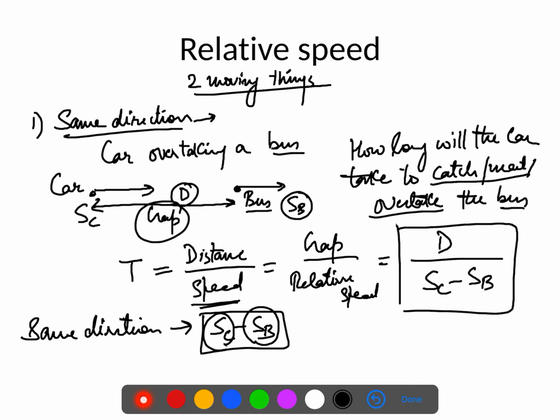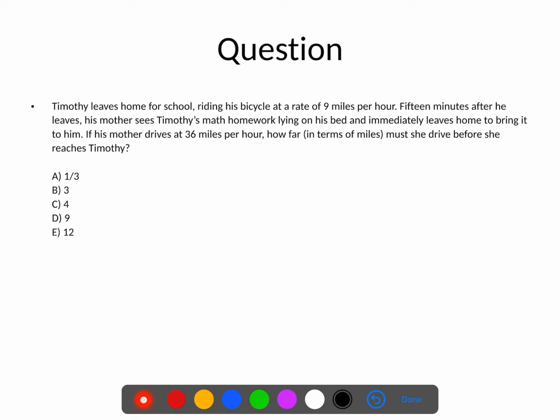So we need to know two things. One is the initial gap between the two things. Second, the difference of the speeds. That's all we need. Let's take a question.